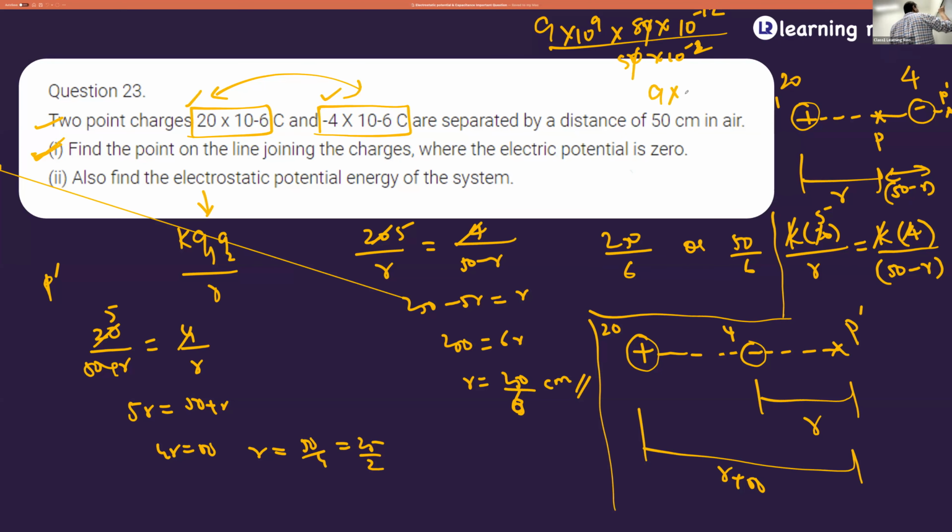So 1.45, and the other one is, how did they get 5 by 14? Sorry, 5 by 14.